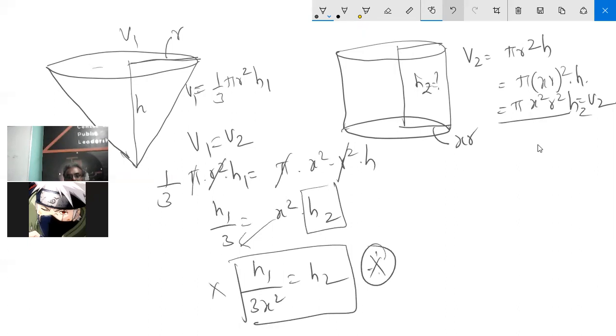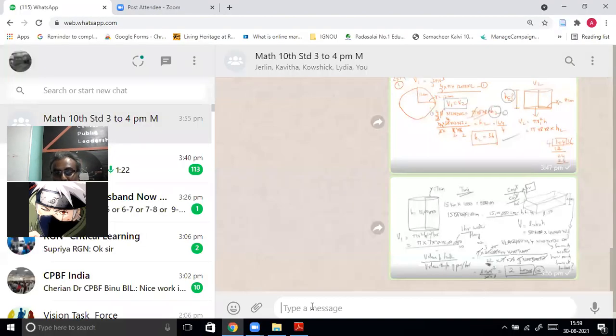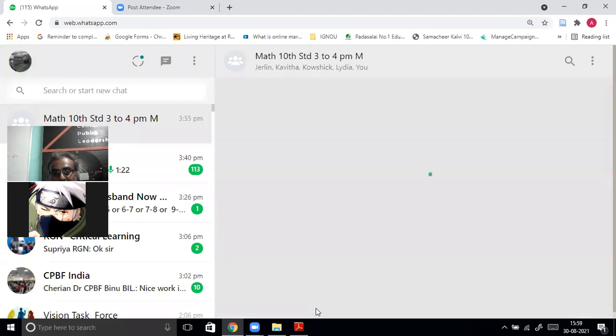We don't have the numbers, so no calculation. Only according to the formula you have to find it. Very simple sum. If they had given an h value, then you would have calculated h2. x also they didn't give, so you cannot calculate. You just have to leave it like that. I'll put this also. This is very easy. If this comes, please attempt.